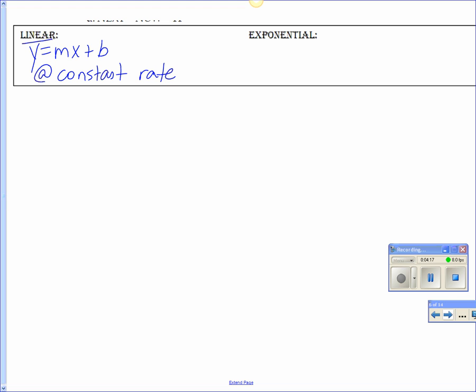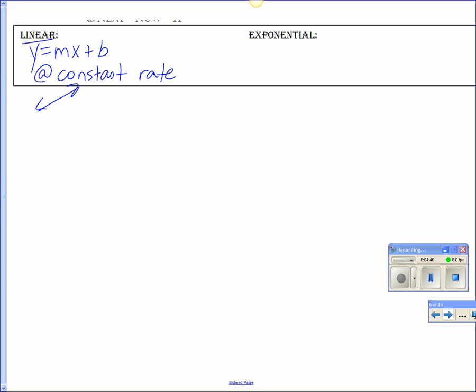What is the shape, what does the graph look like if it's linear? A straight line, okay? What does it mean for something to be constant? It stays the same. So another way to think about it is it goes at the same rate. For example, if you're adding 2, then the next time you will add 2. And then the next time you will add 2. Linear means you do the same thing every time.